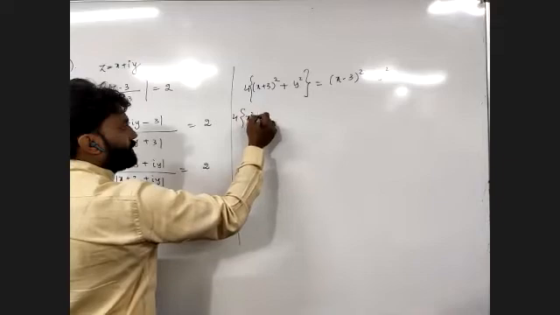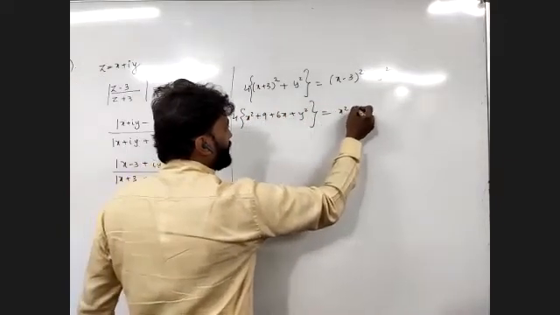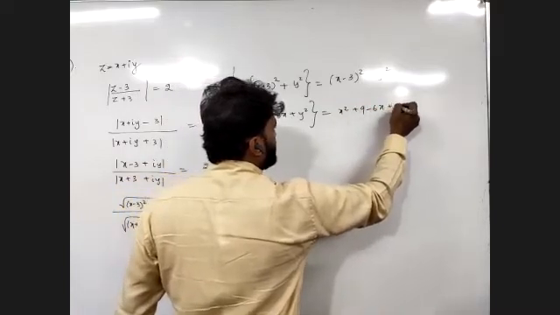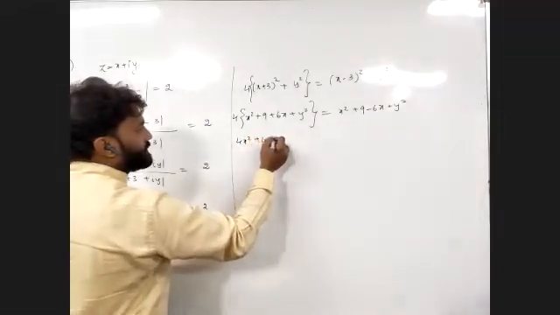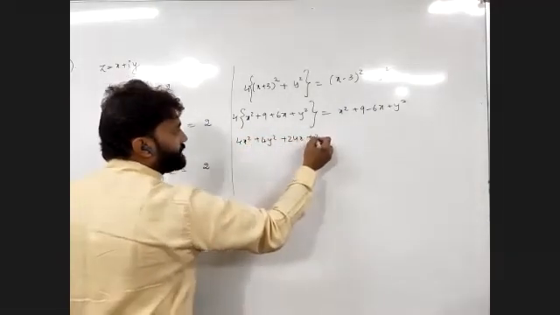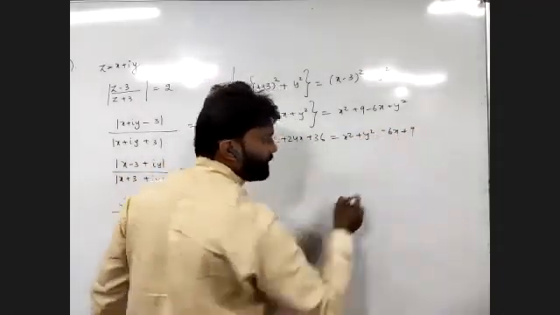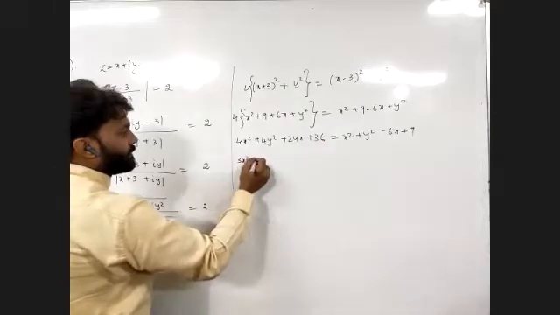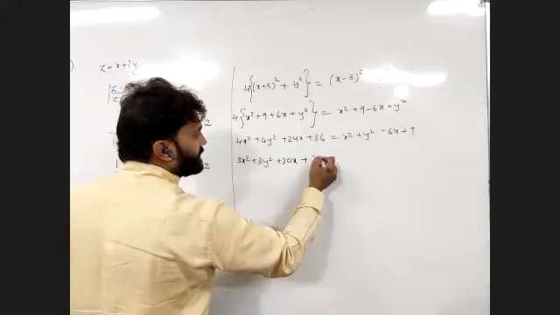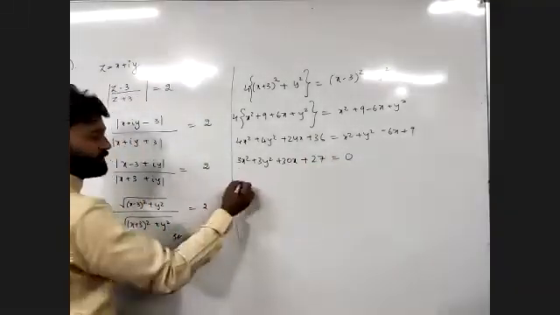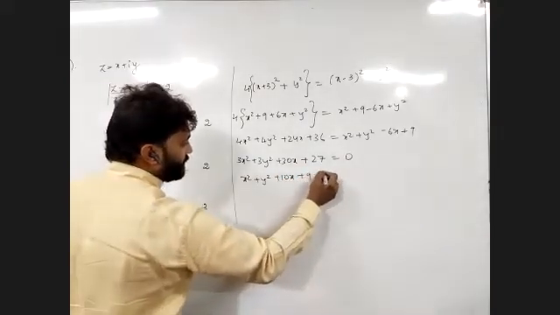So this will be x square plus 9 plus 6x plus y square is equal to x square plus 9 minus 6x plus y square. So this will be 4x square plus 4y square plus 24x plus 36 is equal to x square plus y square minus 6x plus 9. So this will be 3x square plus 3y square plus 30x plus 27 equal to 0. So this will be x square plus y square plus 10x plus 9 is equal to 0.